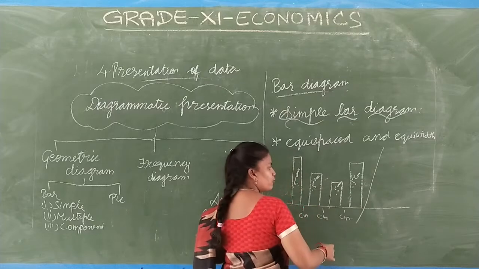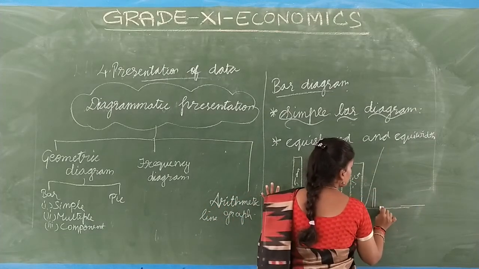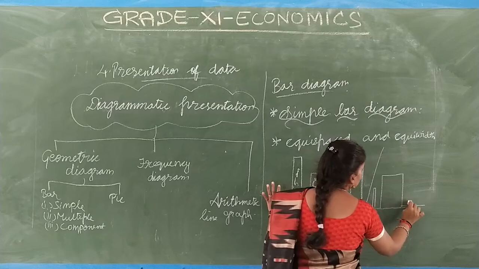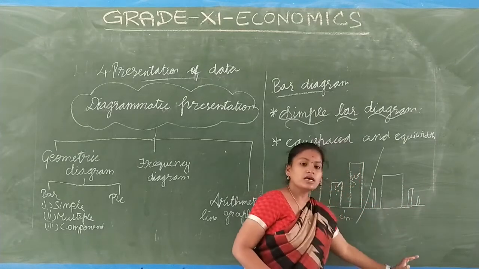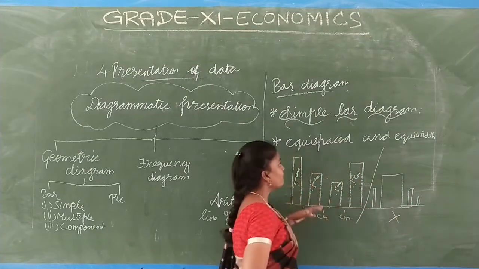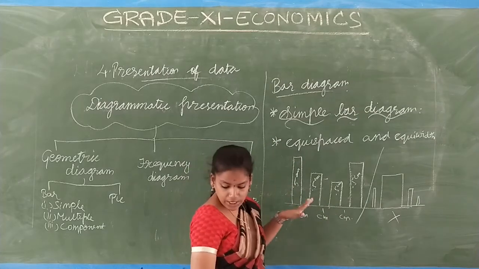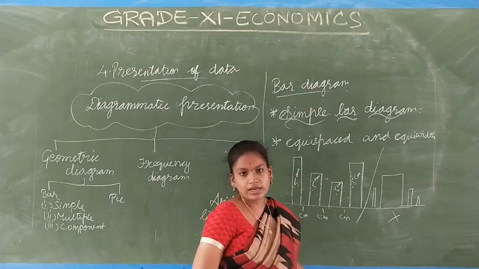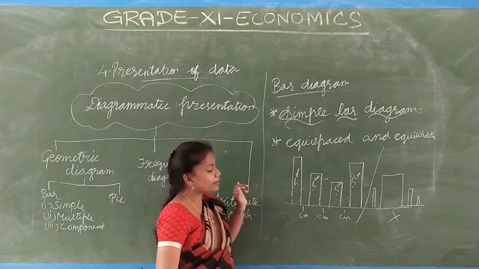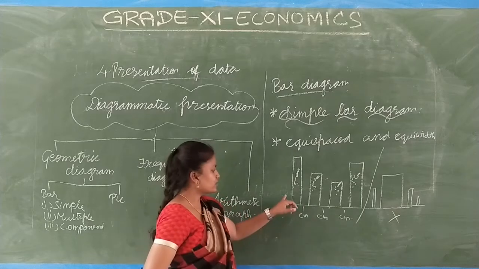Okay, we have one more example. One is like this. One is like this. You cannot do like this. This is a wrong method for simple bar diagram, because how should it be? It should be equispaced and equiwidth rectangular bars. It cannot be in any other shape. It has to be rectangular bars, for each class or category of data.